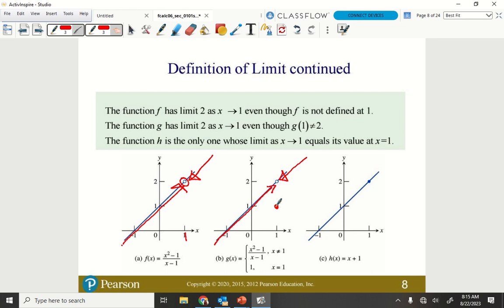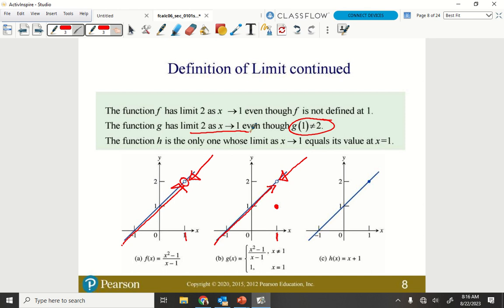So, right here on the second one, as it approaches 1, it is defined, but guess what? The limit is still 2. But it says g of 1 is not equal to 2. But the limit is still 2. The function is going to give me a different answer, but the limit is what the left and right are approaching.